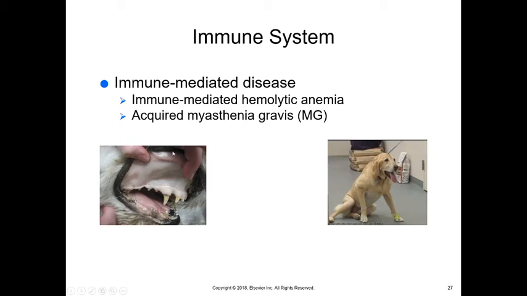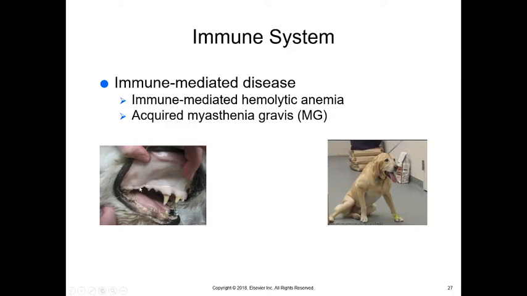So immune-mediated hemolytic anemia, IMHA. There's also immune-mediated thrombocytopenia, which is IMTP, which kills platelets. This one kills red blood cells. Your own body killing your own red blood cells, not cool. If they're killing their own platelets, also not cool.